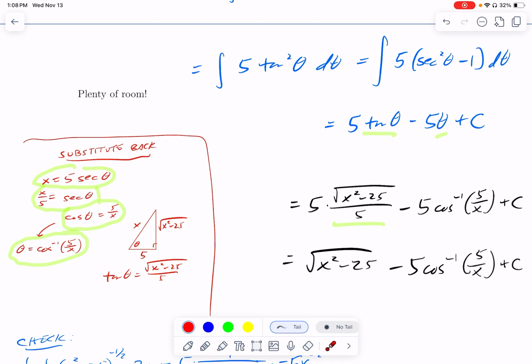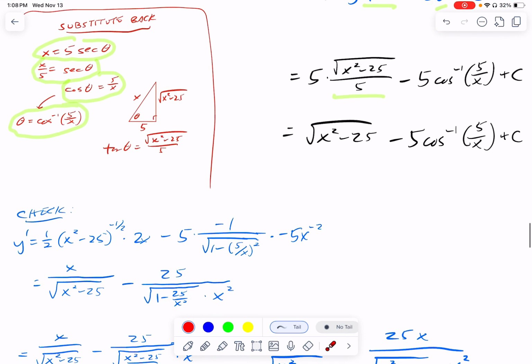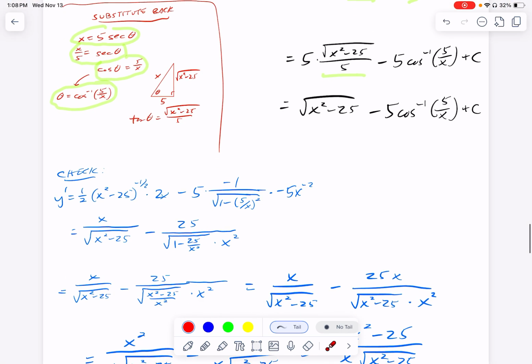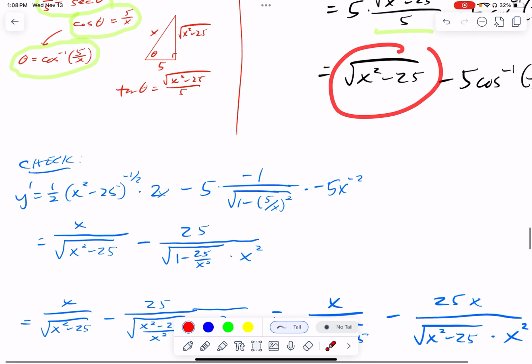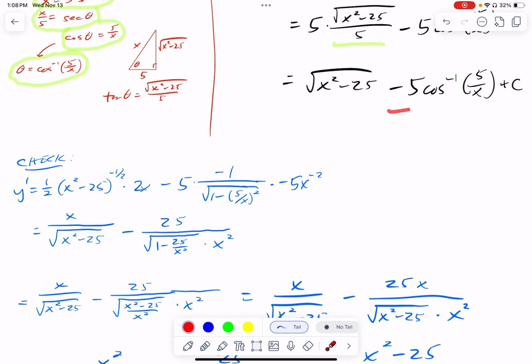Now, what I did, I might not even do this in class, but here I'm checking that this works. So I'm imagining, what if we took the derivative of this thing? So there's a lot of work here. Here I'm just going to use chain rule. So 1/2 times something to the negative 1/2 times 2x. Then minus 5 times, and I'll use chain rule for derivative of inverse cosine.